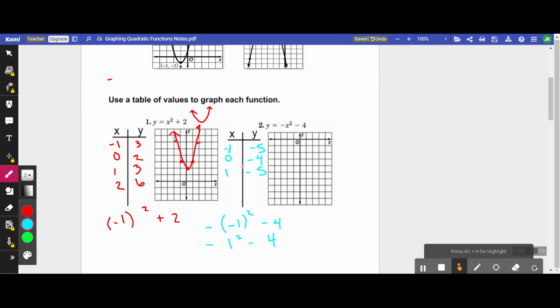So you can graph these 3 points. So negative 1, negative 5, 0, negative 4, 1, negative 5. And then I would figure out, so you know which values to sub in next.